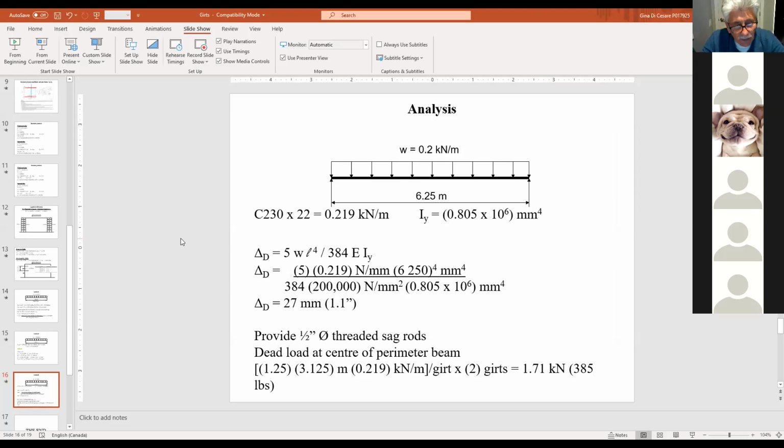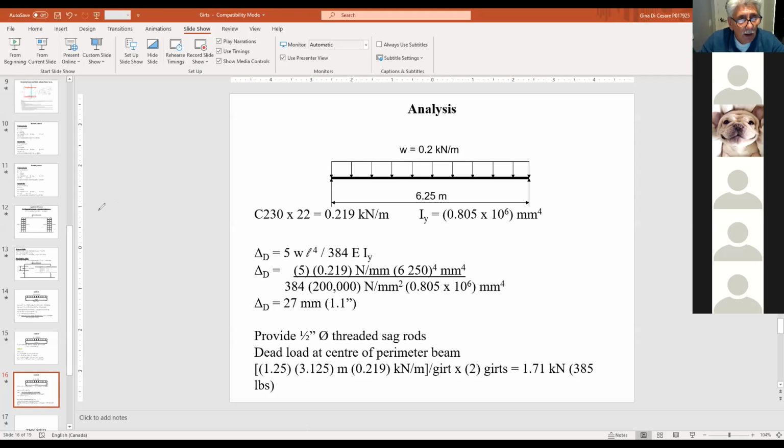So guys, that's it. Now we know that all we're going to do is specify C230 by 22s for our girts, and we're going to specify half-inch diameter sag rods. That will cover the girts. And we know that the girts, or the sag rods, add a total of 1.71 kilonewtons to our perimeter beam. Okay. Now guys, how did I do this calculation? It's very simple, like this one down here, so that you guys are on the same page.